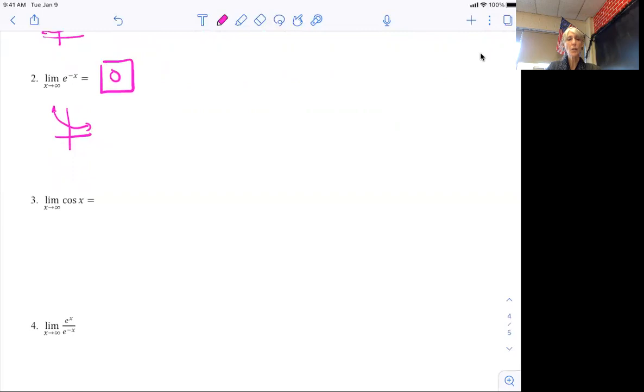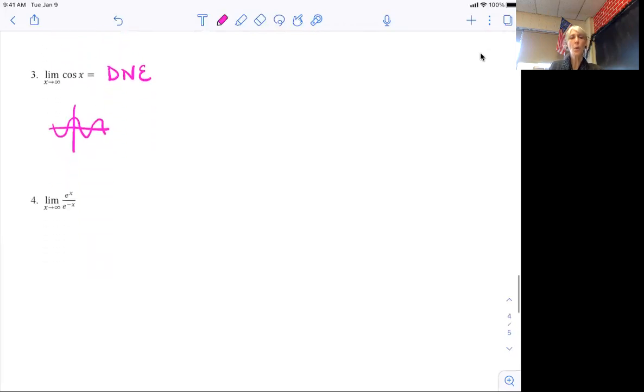The limit as x goes to infinity of cosine x. Well, our cosine function just goes like this, right? In either direction, on and on and on. It doesn't ever settle at a number. It doesn't ever go to infinity or negative infinity. So this limit does not exist. Little weird, you really don't get that type of question.